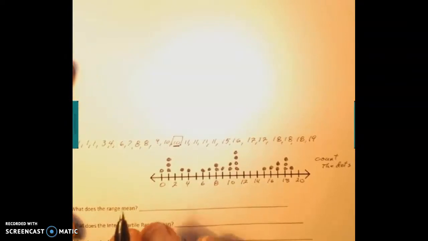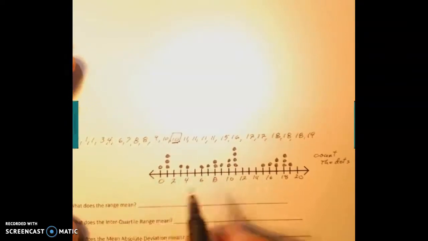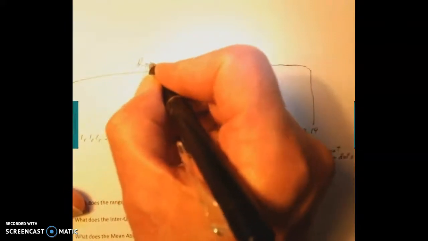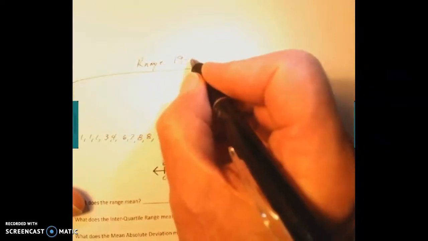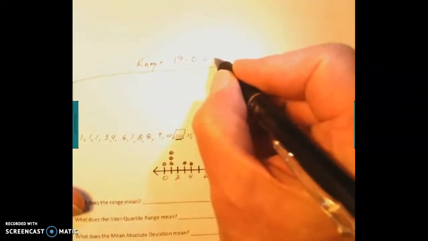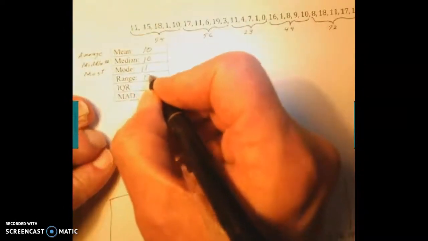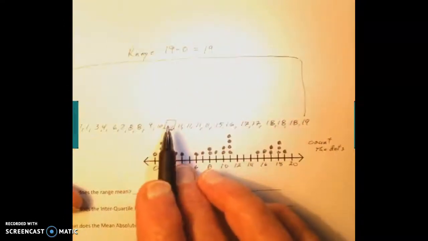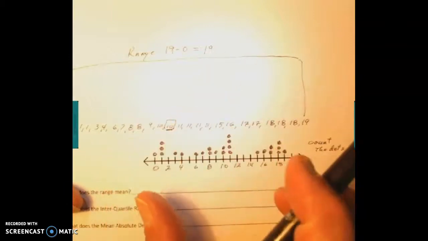Okay, then I need to find the range. The range is the distance from the high to the low, and so that is going to be, but we don't just say that it goes from 0 to 19, we do the math. We do 19 minus 0, and we say that that distance is 19 spaces, so our range is 19. The interquartile range is the distance between the quartiles, which is splitting the data up into groups of 4.